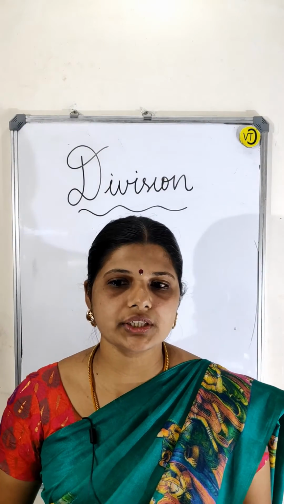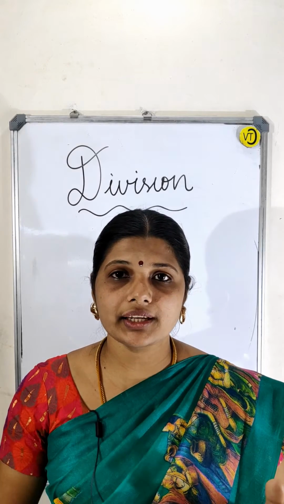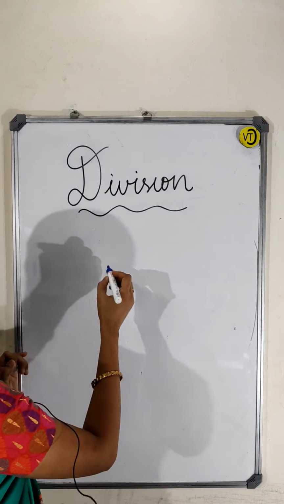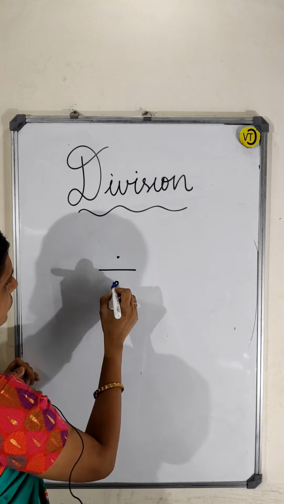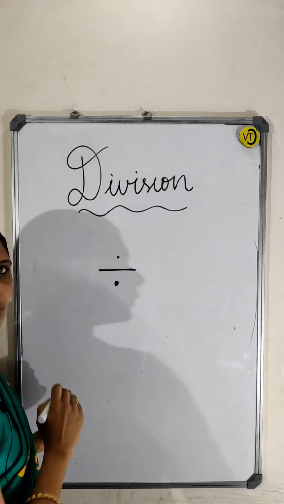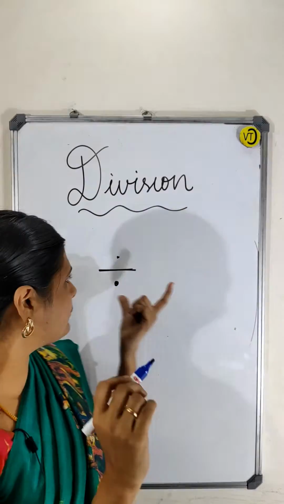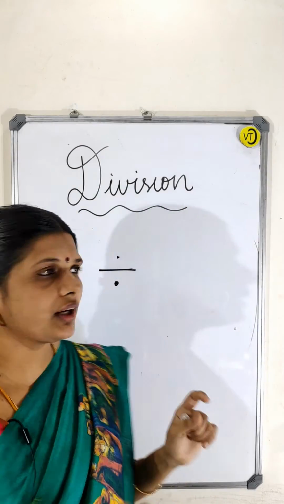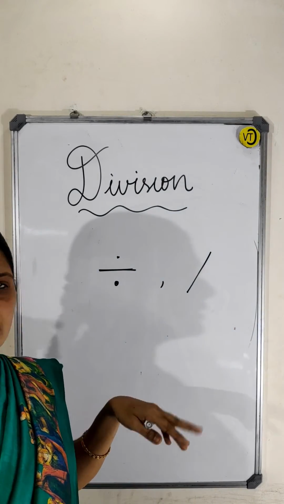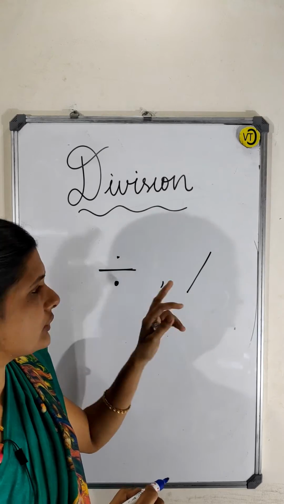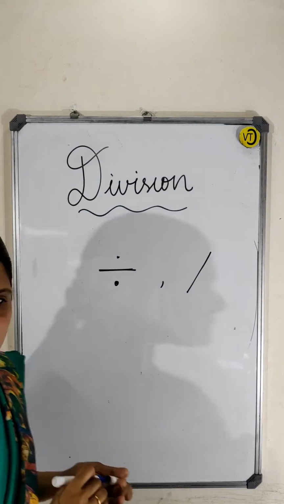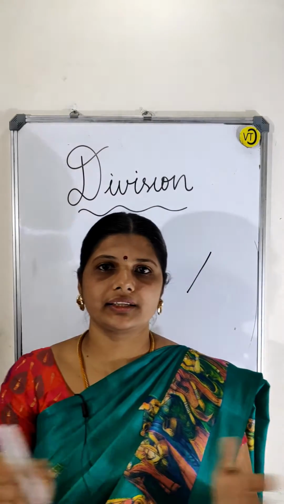So what is division? Division means sharing equally. The symbol of division is a sleeping line with one dot above and one dot below. This is the symbol of division. Otherwise, I can put a slash also. This bar is also a symbol of division. So what is meant by division? I told you, it is sharing equally.